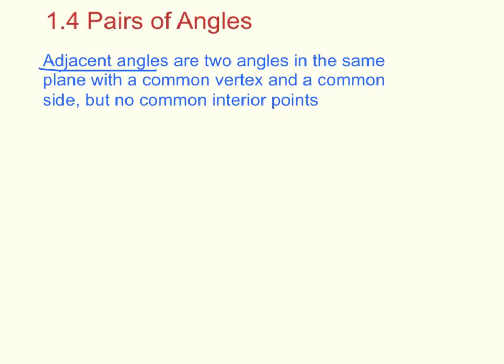The first vocab word is adjacent angles. Adjacent angles are two angles in the same plane with a common vertex and a common side, but no common interior points. So let me draw an example. You have an angle. Let's say this is angle 1. You have another angle. Let's call that angle 2. Notice that they share the same vertex and they share the same side. They're basically angles that are right next to each other. So angle 1 and angle 2 are adjacent angles.